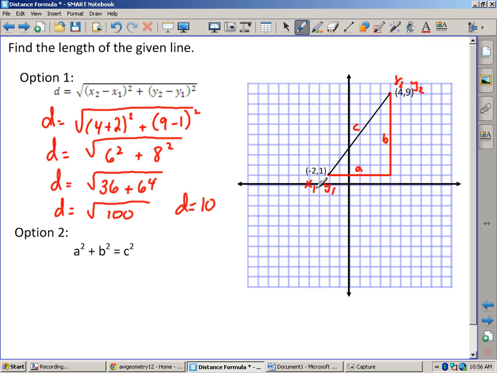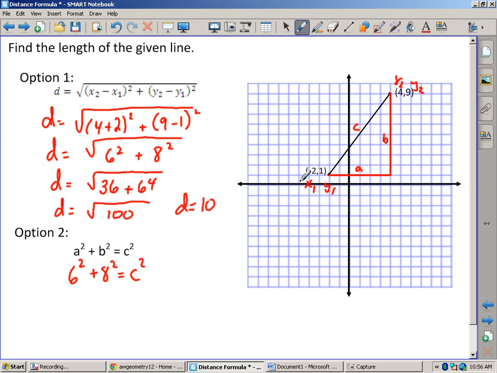So what is the length of a? Well, it's just a matter of counting. 1, 2, 3, 4, 5, 6. So a is 6, so I can say that's 6 squared. If I count b, it should be 8 squared. And c is the distance that I'm trying to find, the length of the line. That's the side I'm looking for, so I have to work to find that.